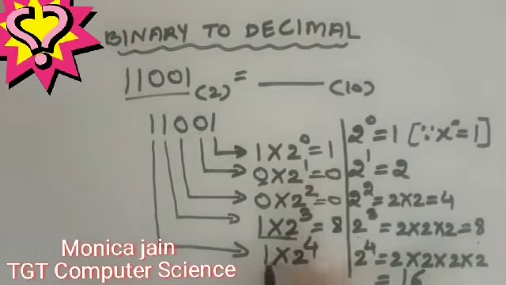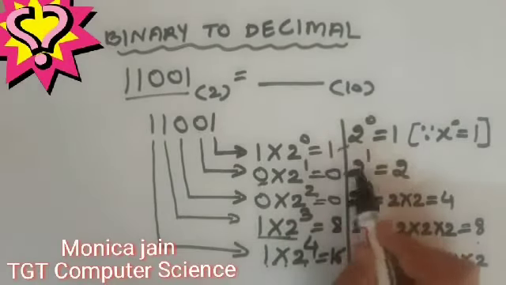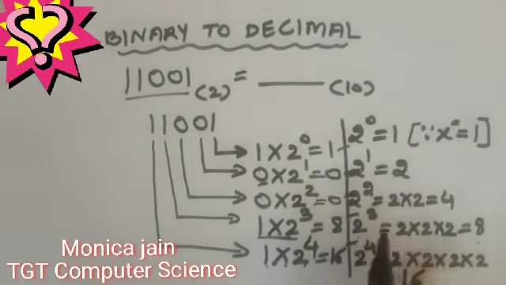Same way 1 into 2 raised to 4, 2 raised to 4 is 16. So 1 into 2 raised to 4 is 16. Now whatever digits we have achieved, we will add all these digits. So 1 plus 0 plus 0 plus 8 plus 16. So after adding, what answer we get?